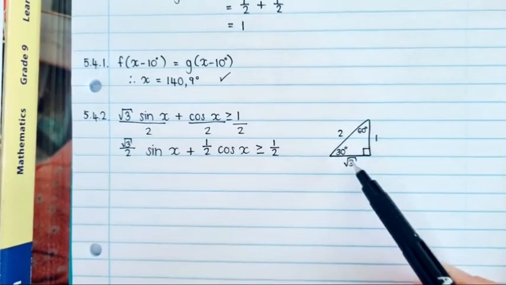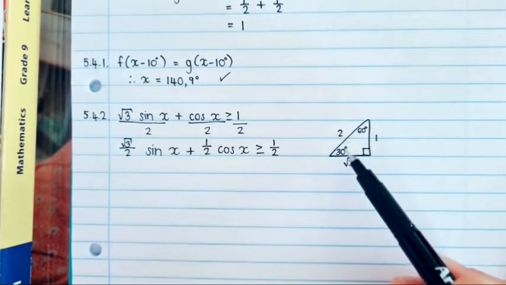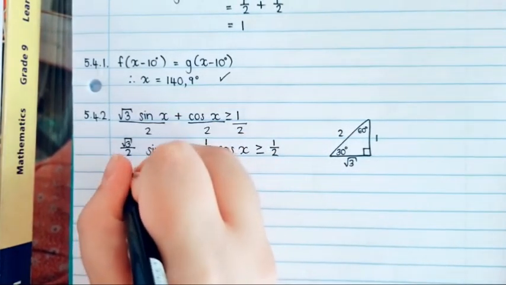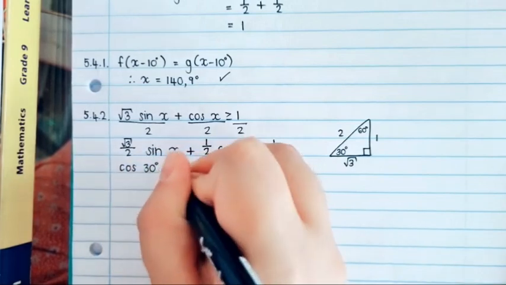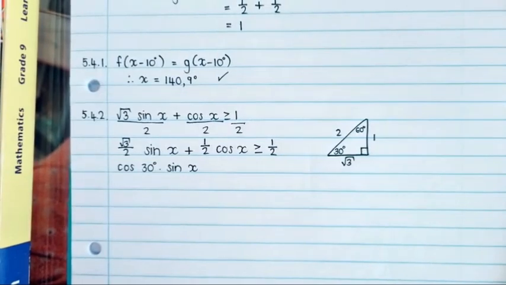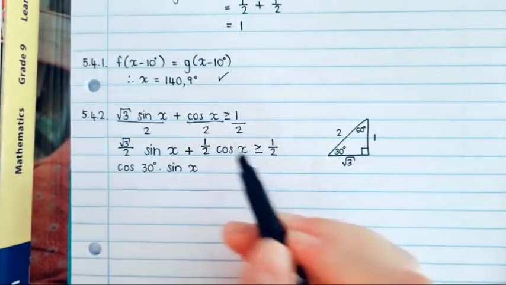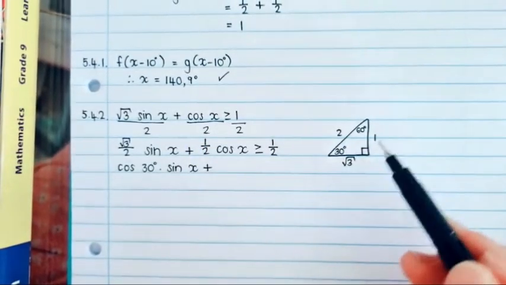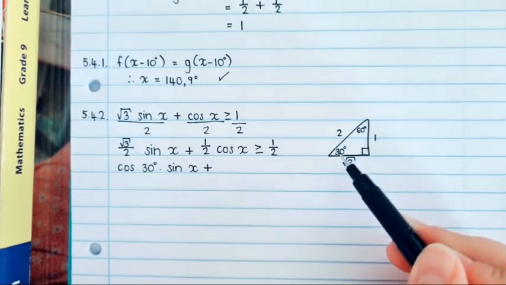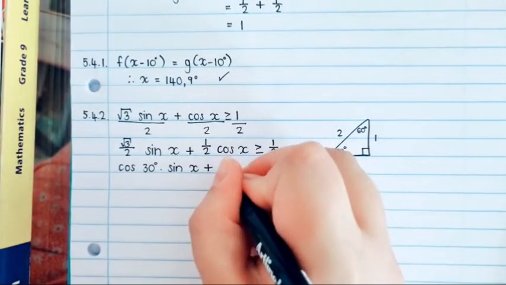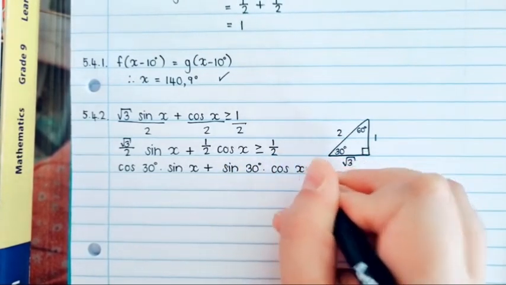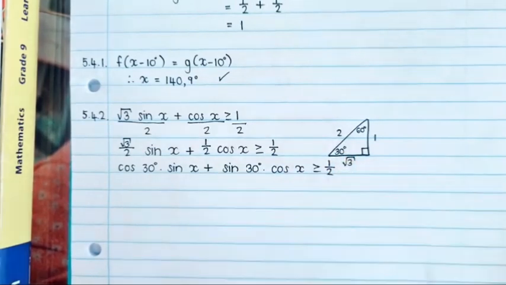Root 3 over 2 is cos theta. Remember, cos is adjacent over hypotenuse. So cos theta is root 3 over 2, all right? So let's replace root 3 over 2 with cos theta. And then I have cos theta times sine x. Now, a half plus a half. Sine theta is a half, right? Sine theta is opposite over hypotenuse. Sine theta is 1 over 2. Sine theta times cos x. Now that must be greater than or equal to a half.